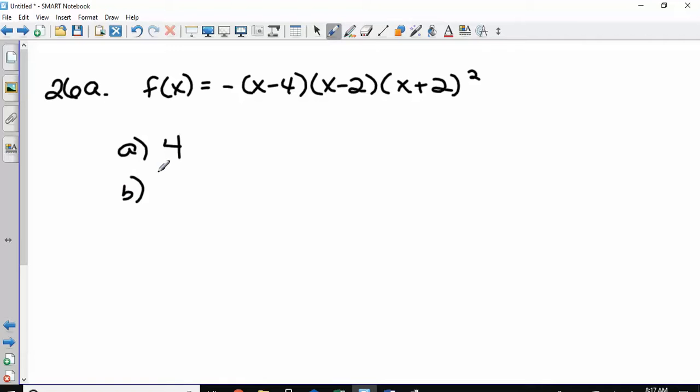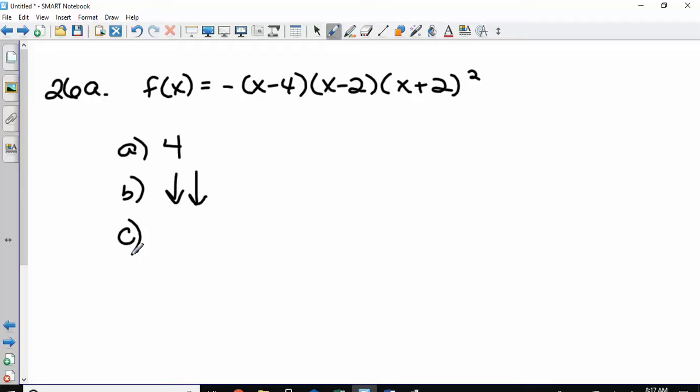Next question I'm going to ask is behavior. Behavior tells us which direction both ends are going, up or down or one of each. It's based off the degree. Even degrees always look like a parabola. If there's a negative in front, what does that do to my parabola? Flips it upside down, so both ends are pointing down. Now, if you forgot that on your final, how are you going to figure it out? Graph it. Put it in your calculator and see which direction the ends are pointing.